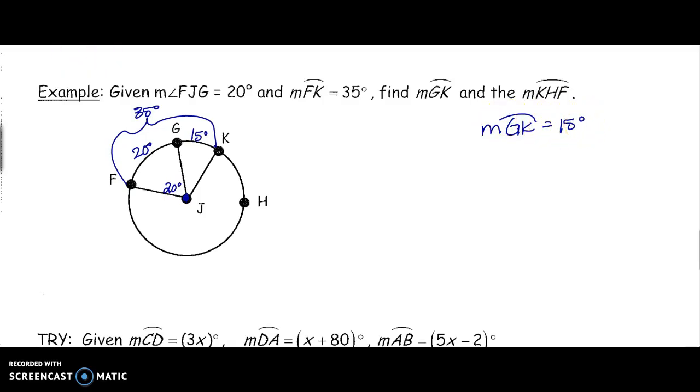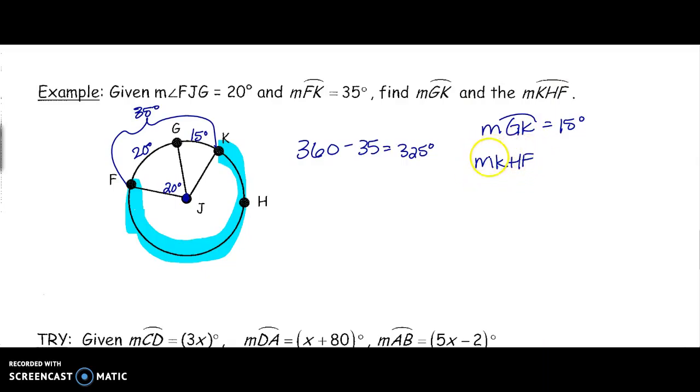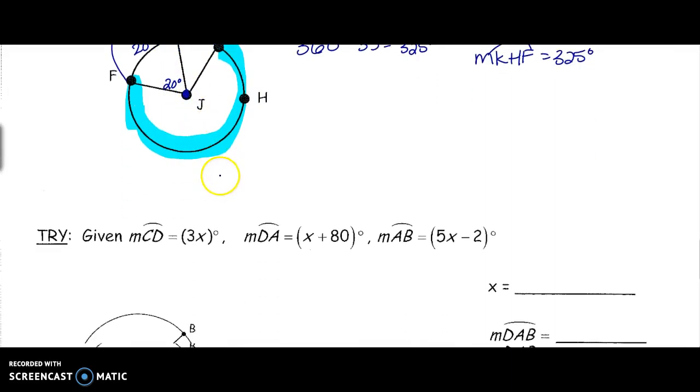Now I want to know the measure of KHF. For the measure of KHF, you would take 360, because it's the major arc, minus that small arc we've had. 360 minus 35 is 325 degrees. So the measure of the major arc KHF is 325 degrees. Always remember that you can do segment addition to find missing pieces, and you have this major arc that you can subtract from 360.